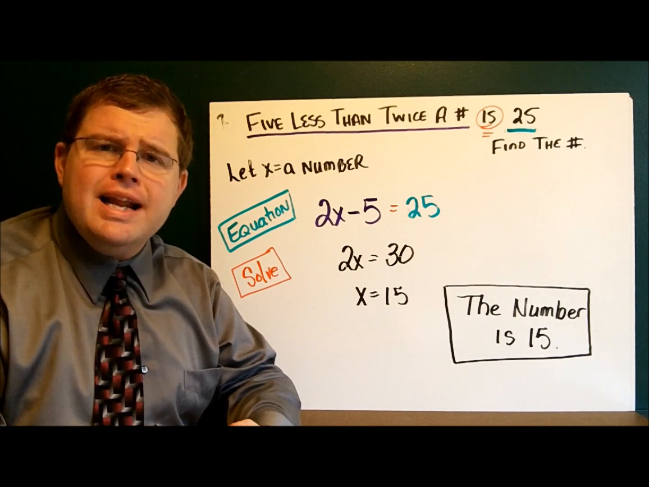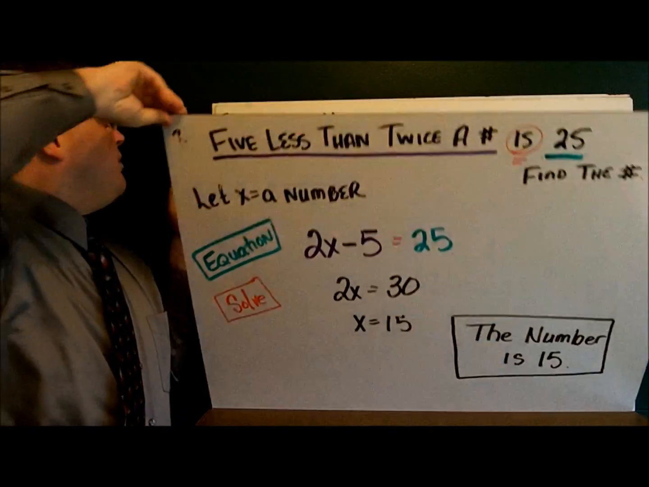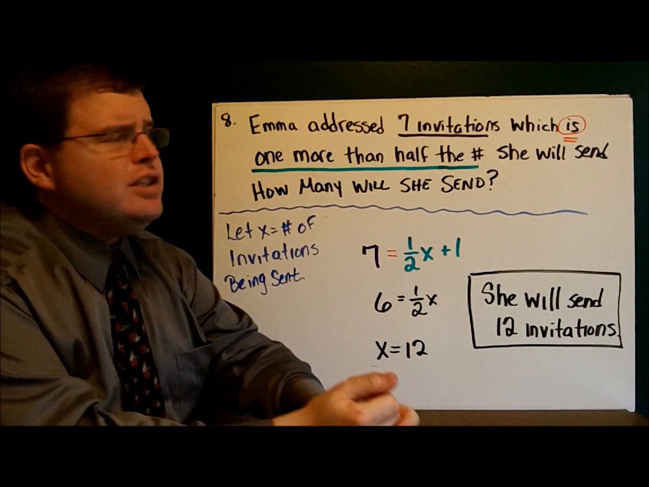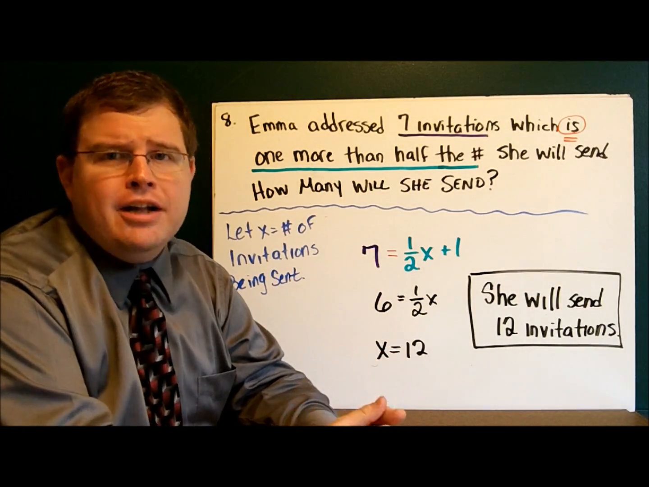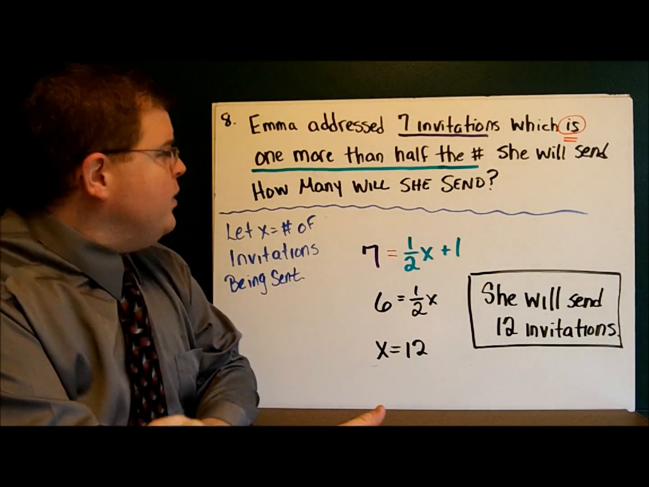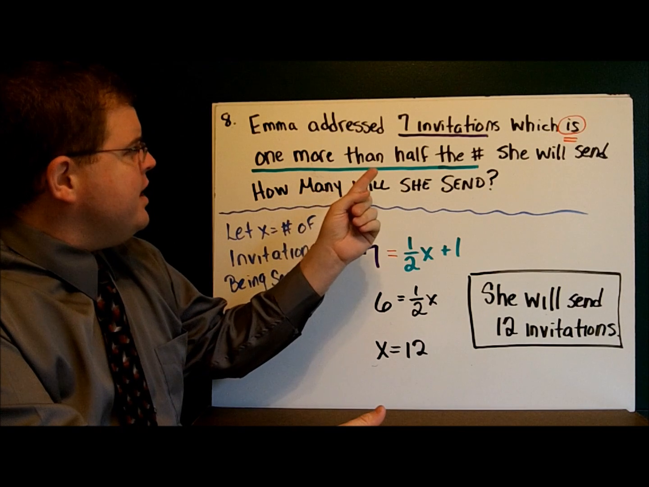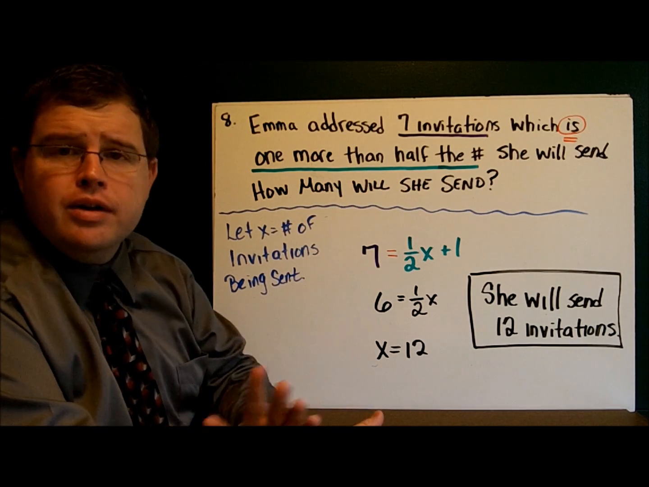And in fact, I believe on the next example, we're throwing a party. Let's take a look. Oh, we are. Emma is addressing invitations. She's having a great party. It's probably to celebrate algebra. So Emma addressed 7 invitations, which is 1 more than half the number she will send. How many will she send? Oh boy. Lots going on here.